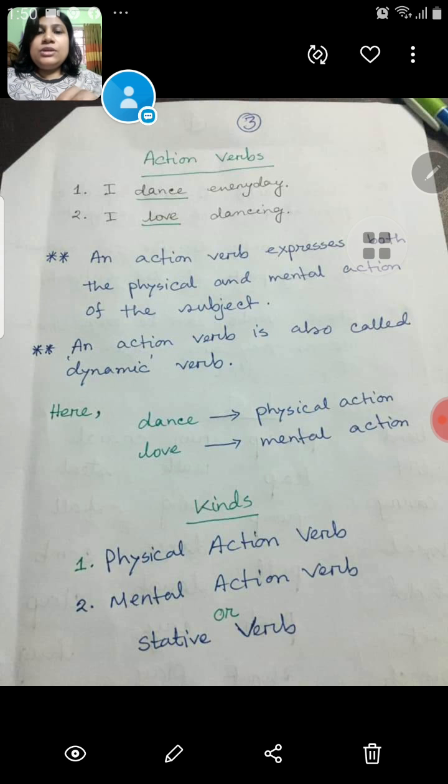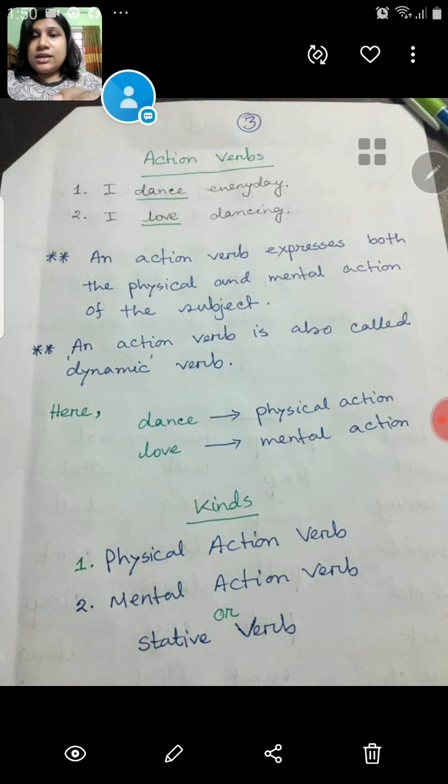Okay, so here you can see an action verb expresses both the physical and mental action of the subject. In example 1, dance is expressing the physical action, and in I love, love is showing the mental action. An action verb is also called a dynamic verb. Here dance is a physical action verb, love is a mental action verb. I think you have got the idea.